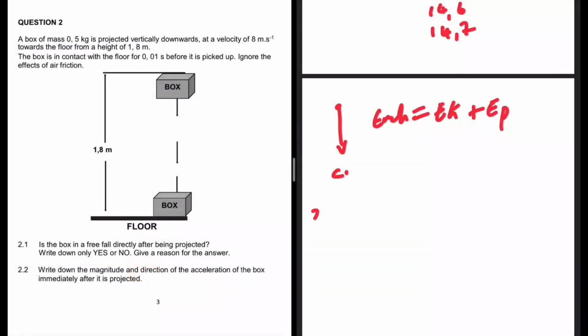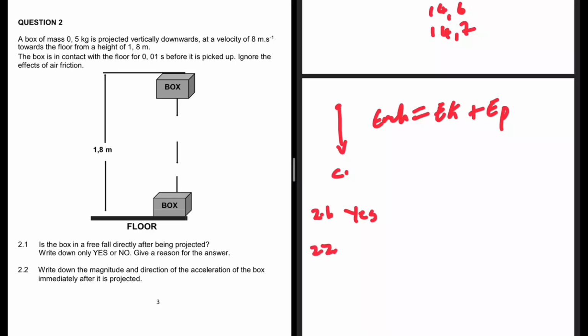Right. And then the first question, 2.1: is the box in free fall directly after being projected? Write down only yes or no. Give a reason for your answer. So after it is thrown vertically downwards, it will immediately be in free fall. So the answer is yes. And why are we saying so? The only force acting on the object is gravitational force, right? That is why we are saying it is in free fall.